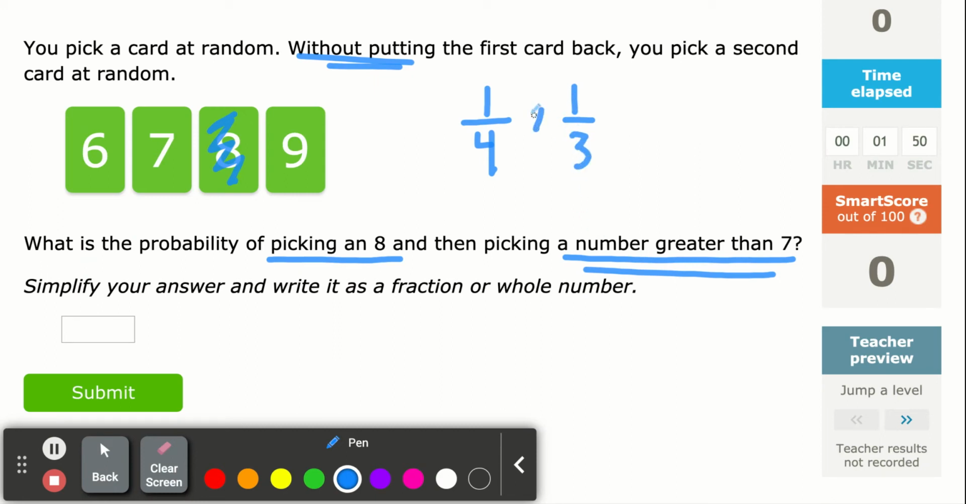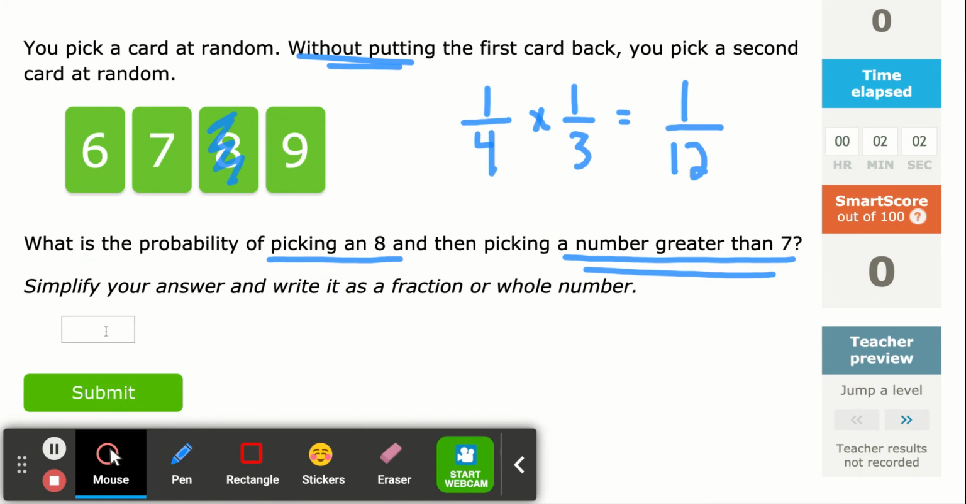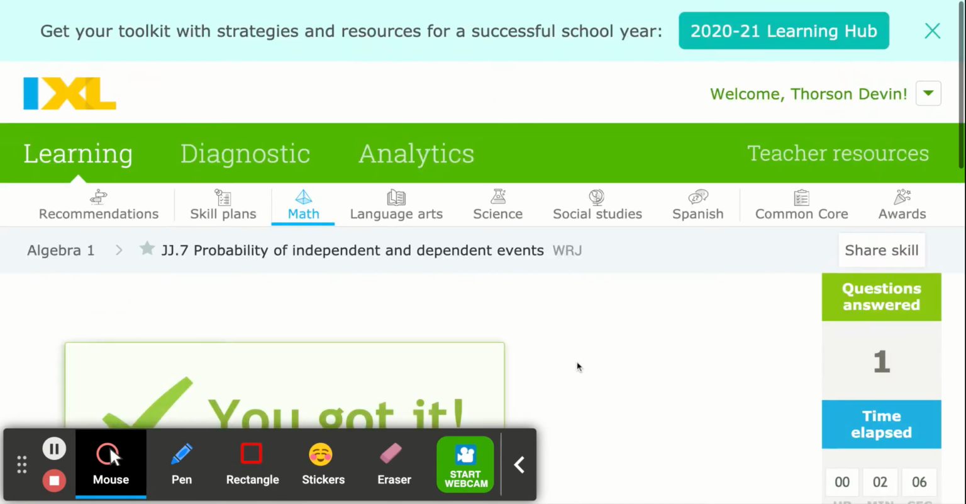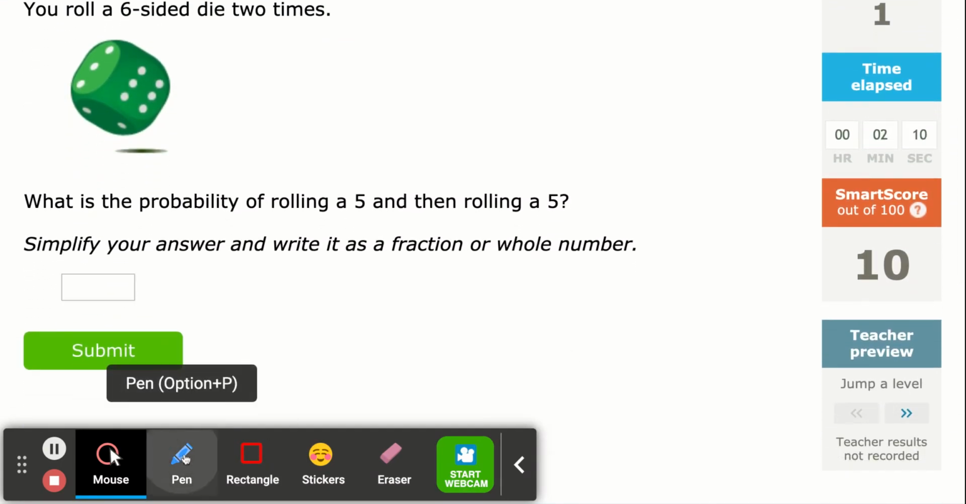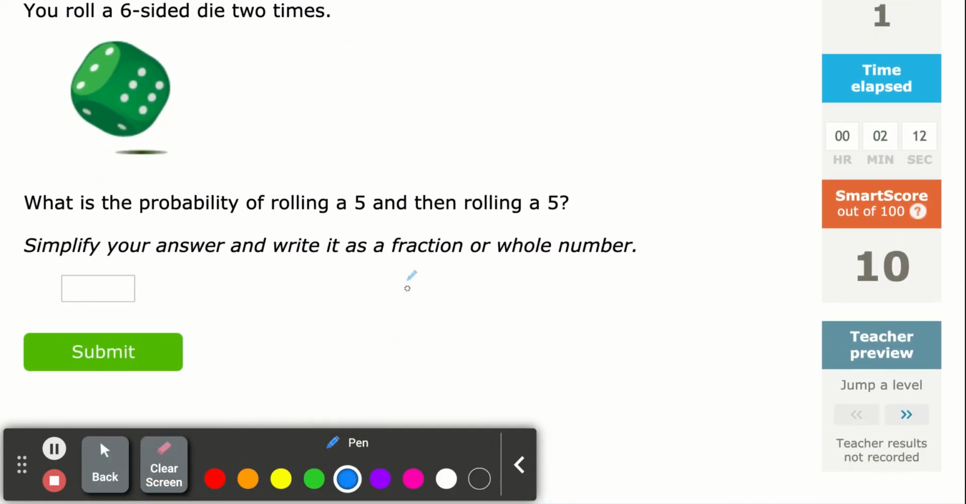Then the total probability is those 2 individual events, their probabilities multiplied together. It would be 1/12th chance of picking an 8 and then a number greater than 7. You type in 1/12th and you have your probability. So again, just be very careful you calculate each event individually.